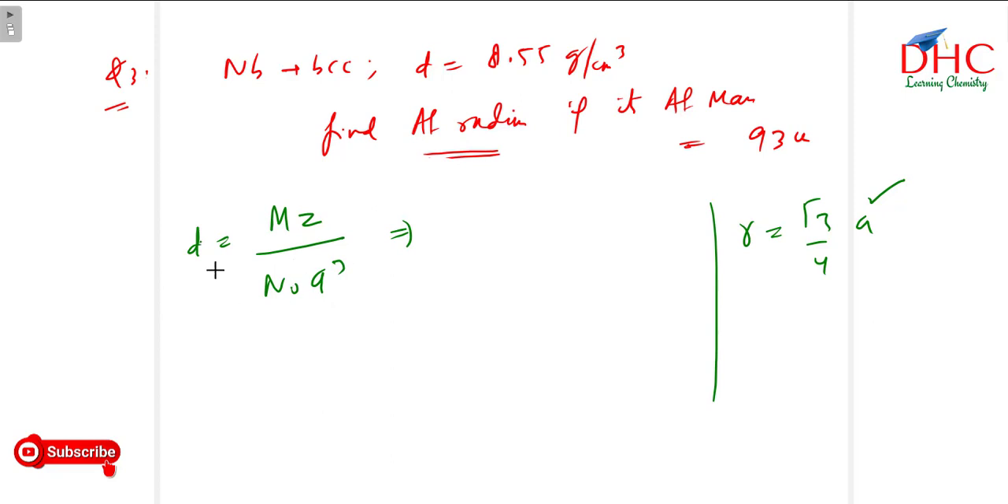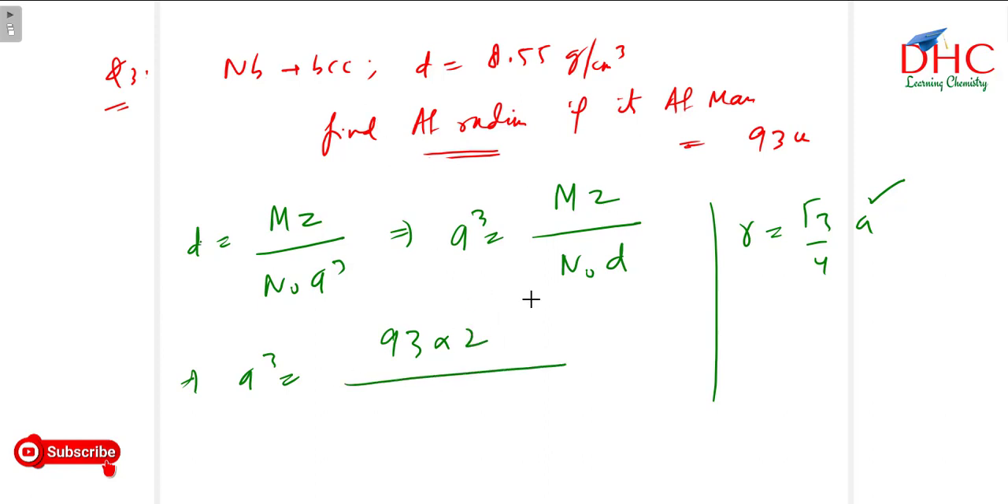So you can change this expression as, A cube will be equal to m into Z divided by n naught into D. So A cube will be equal to, put the value, m is the atomic mass that is 93, number of particles is equal to 2 because it is BCC lattice, divided by n naught 6.023 into 10 to power 23 multiply D. D is basically density, that's 8.55.